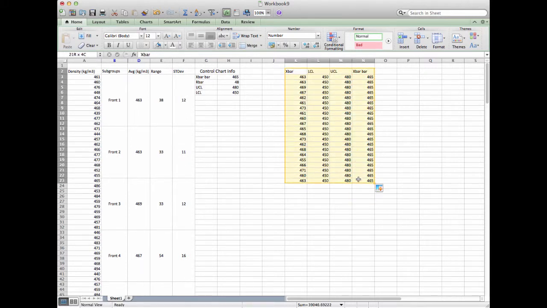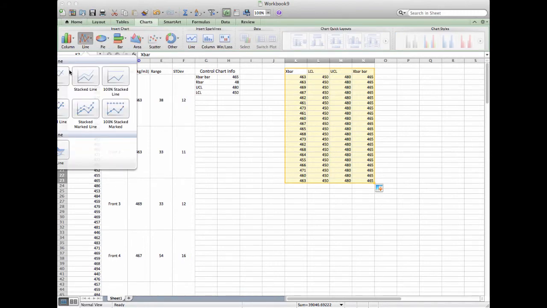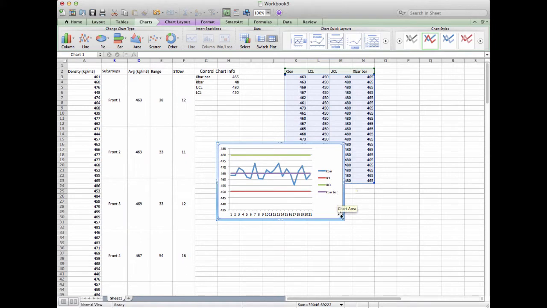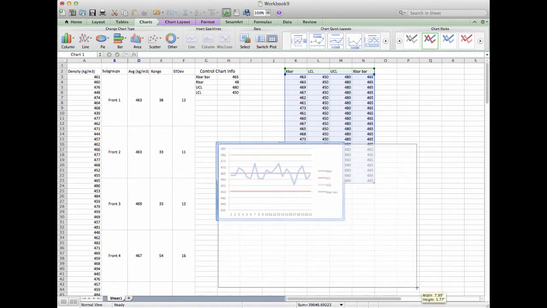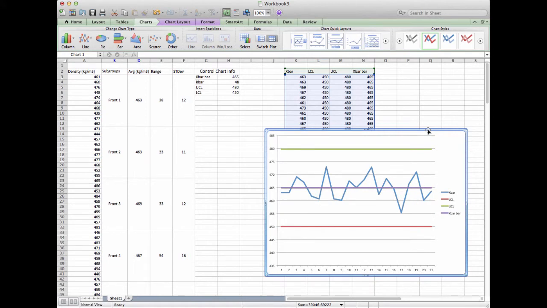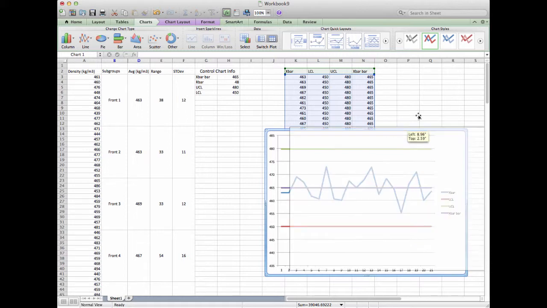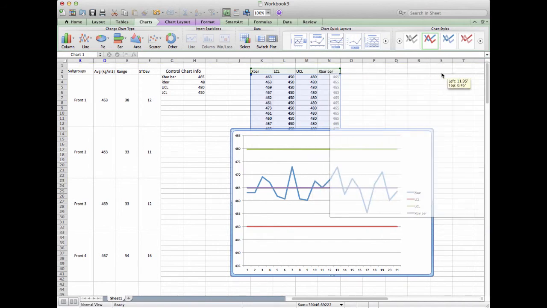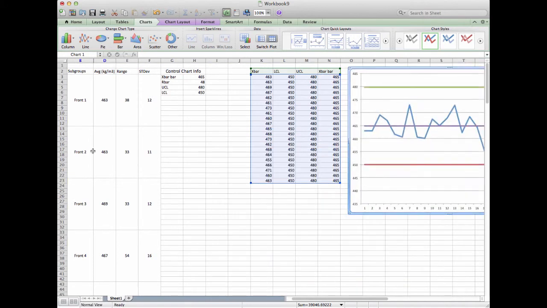So I'll simply select the data and create a line chart. Okay, so now I've created a control chart. I can see that the data is in control, so I can confidently move ahead and calculate my capability. Now we haven't quite figured out how we're calculating our process width yet. So let's walk through that right now. And of course I should put labels and titles on my graph, but we'll leave that for later.